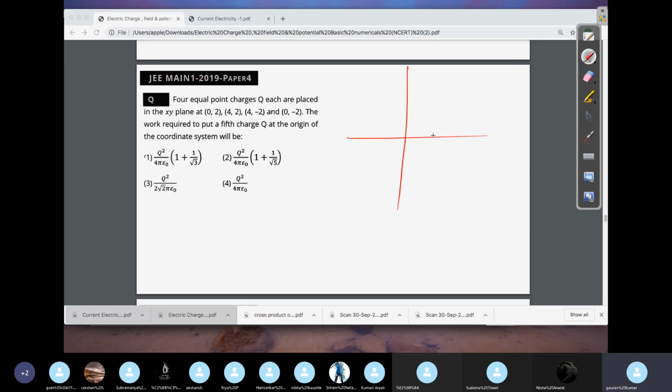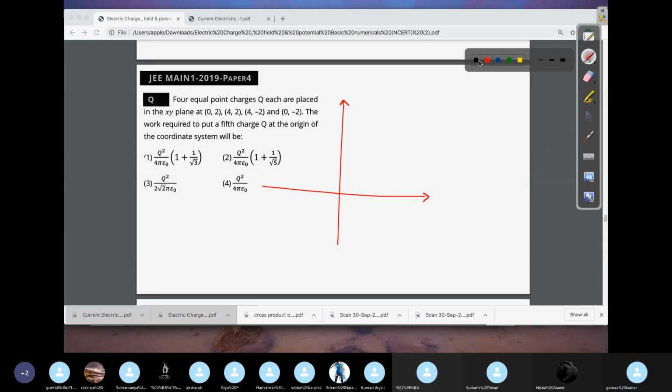So what is given to you here? You have an XY plane here. So see here. Okay, so you have an XY plane. So let's say like this here. X, Y.